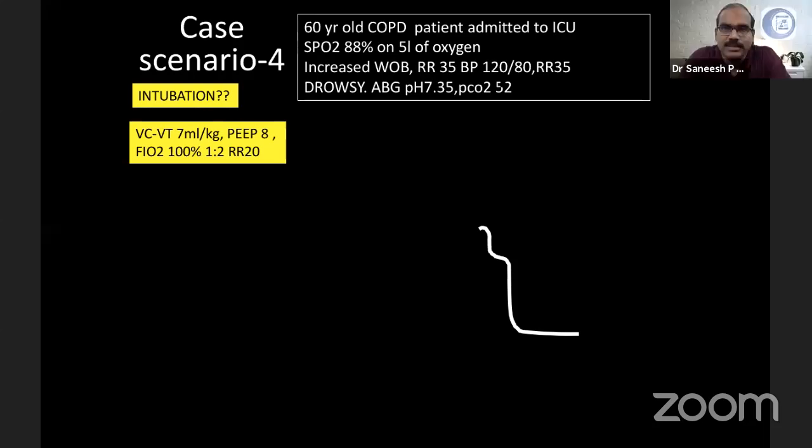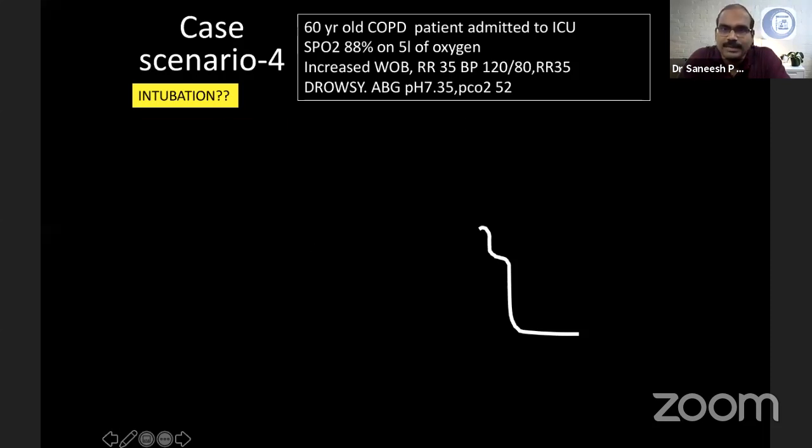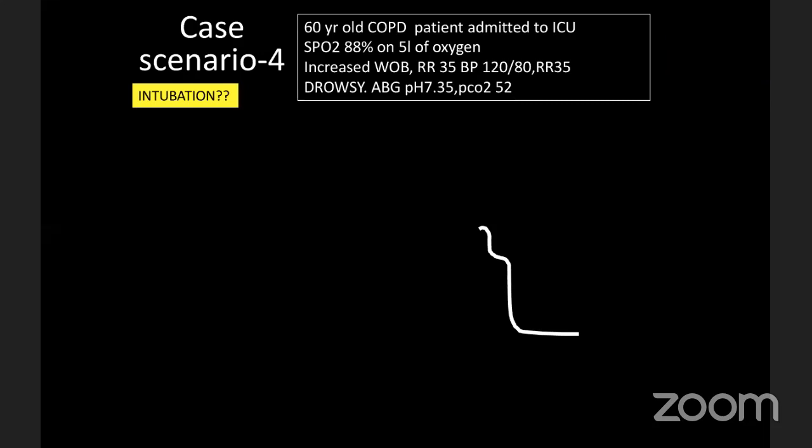Sir, a 60-year-old COPD patient admitted to ICU, 88% saturation on 5 liters of oxygen, increased work of breathing, respiratory rate 35, blood pressure 120/80, pH of 7.35, PCO2 52. You can try with the NIV, sir. As the patient is a little drowsy, it's better to intubate and ventilate.